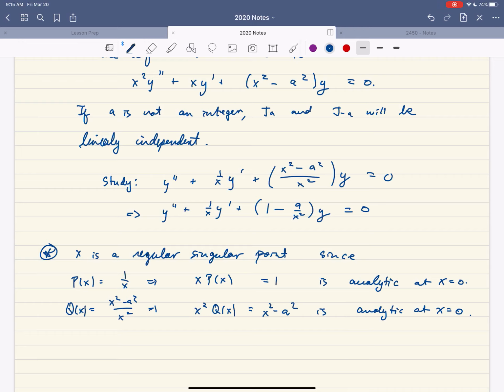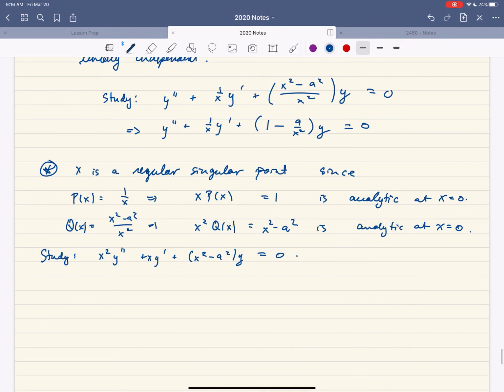So we want to study, I'm just going to write it the original way, x squared y double prime plus x y prime plus quantity x squared minus a squared times y equals 0. And we're going to assume that we have some sort of series solution y. It's going to be the sum of c sub n x to the n plus r, as n goes from 0 to infinity. This is x to the r times our power series, so just remember that this came from thinking of this as x to the r times the power series.